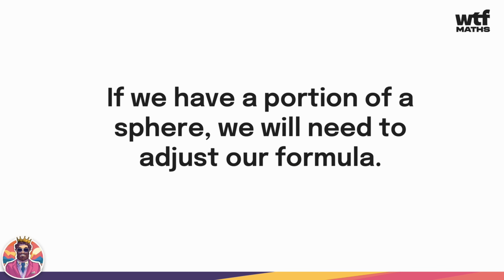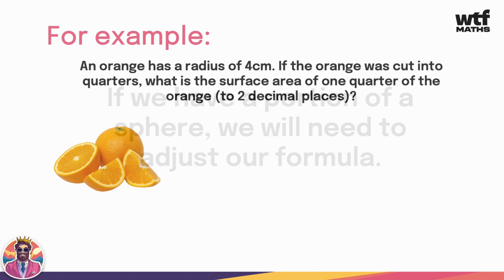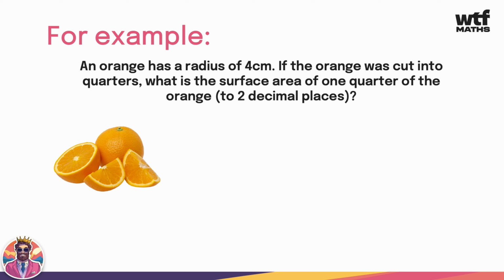Now, if we have a portion of a sphere, we will need to adjust our formula. For example, an orange has a radius of 4 centimeters. If the orange was cut into quarters, what is the surface area of 1/4 of the orange to 2 decimal places? Now, just quickly before we start, we're just assuming the orange is a perfect sphere for this example. Now, if we've got an orange in the background, it's pretty straightforward. We just use the normal formula.